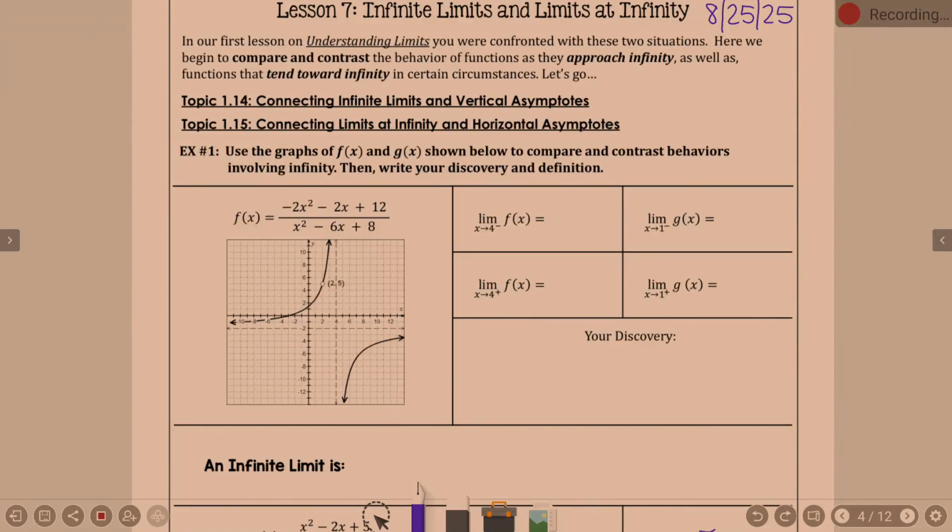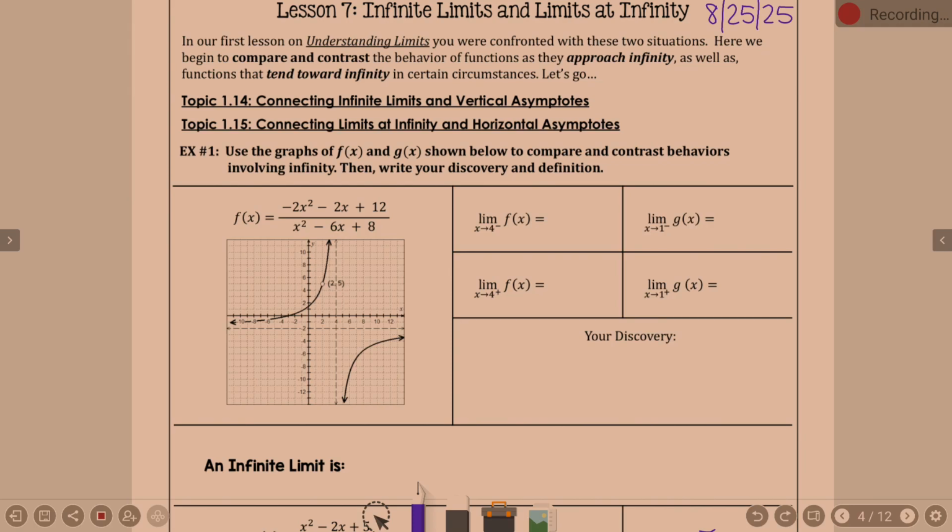We are focusing on pretty much just anything involving the idea of infinity with this. So in our first lesson with limits, you're confronted with two situations. Here's where we're going to really go into detail of the difference between as they approach infinity, as well as functions that tend towards infinity in certain circumstances. So again, you're going to see some different types, and basically whether we're talking about infinity as the limit or infinity what it equals, that's where we're going here.